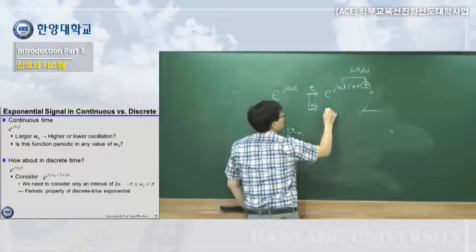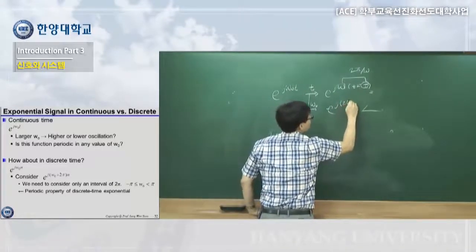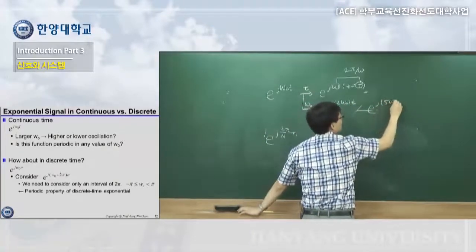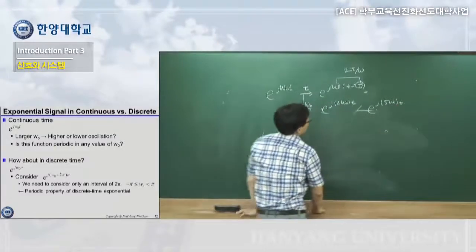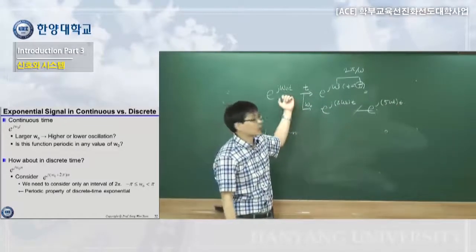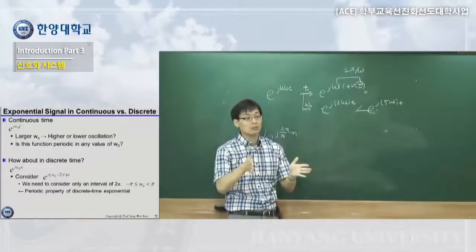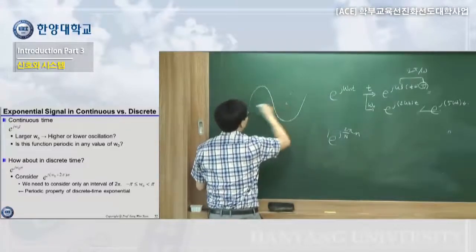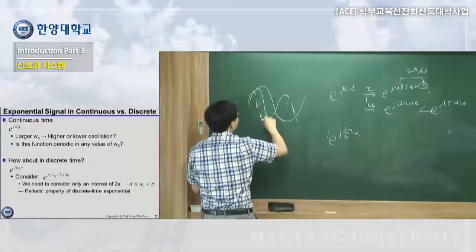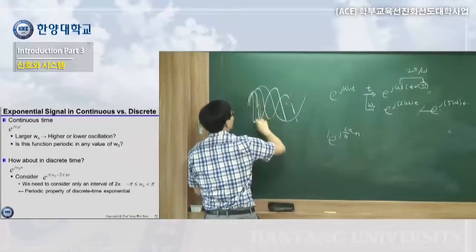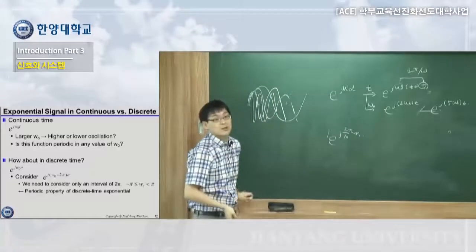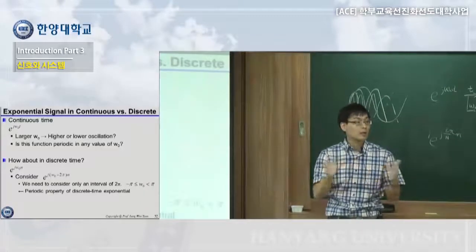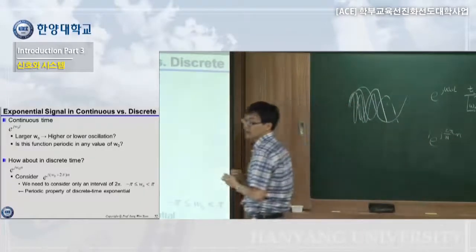For example, if we increase omega to 2 omega_0, or if we increase omega to 5 omega_0, what happens? If you change the omega, then the frequency keeps on increasing. Say that initially it looks like this, then it will look like that, like this, and they become faster oscillations. So basically we change their frequency in continuous time. In discrete time, how about that?